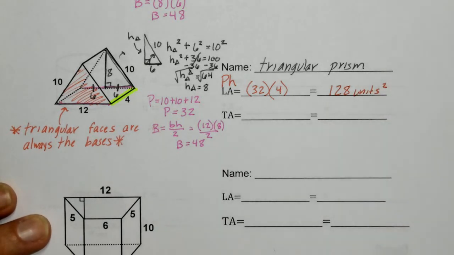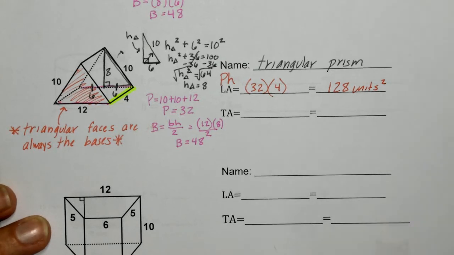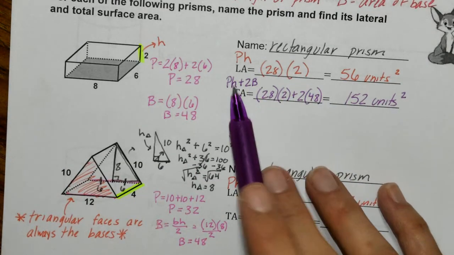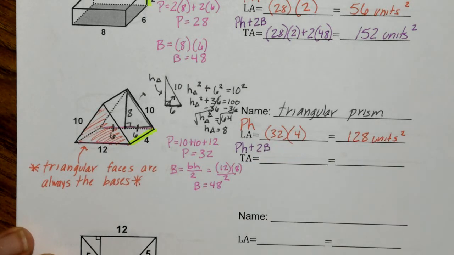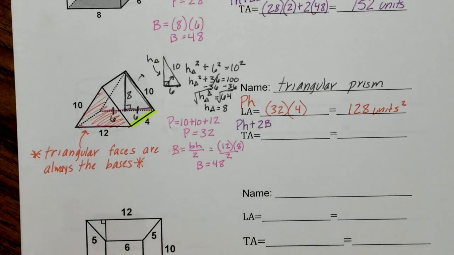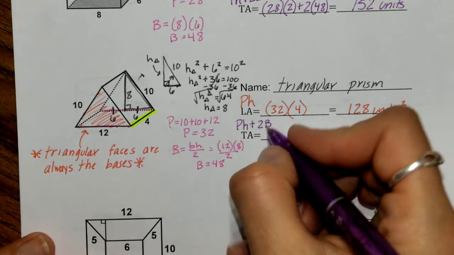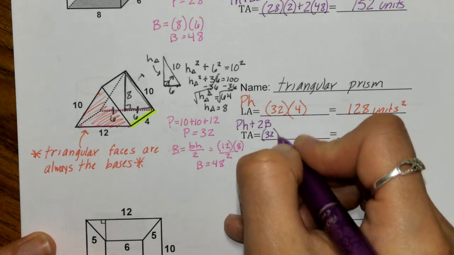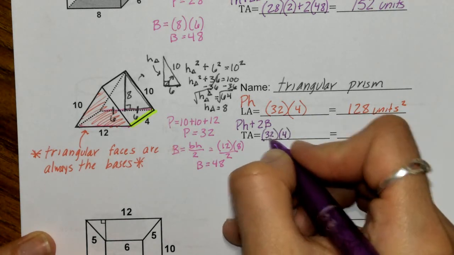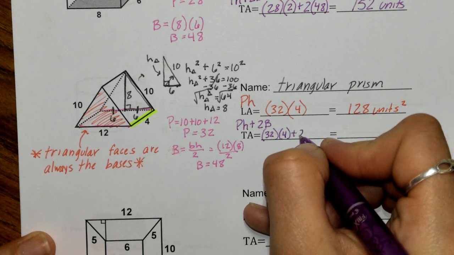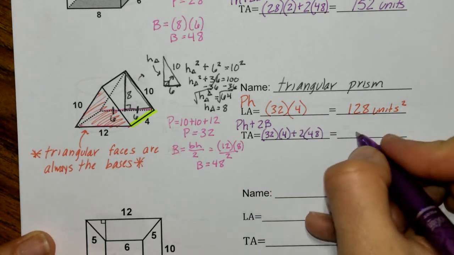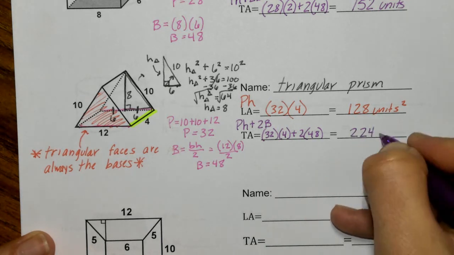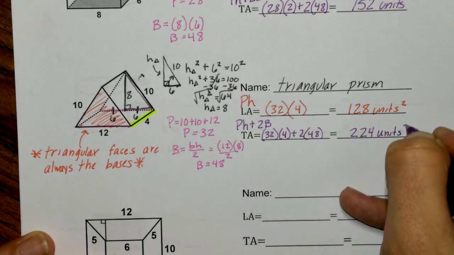So let's take a look at our total surface area, and honestly we're using the exact same formula: perimeter of base times height plus 2 times area of base. I encourage you to pause it, substitute on your own, and see what you got, because all you have to do is plug these numbers in now. So here we'll have 32 times 4, perimeter of base times height, plus 2 times the area of the base, 48. We multiply all of these together, and we should get 224 units squared.